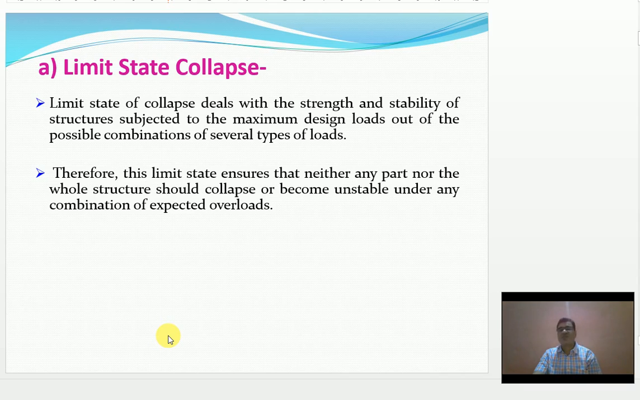This is a limit state of collapse. So therefore this limit state ensures that neither any part nor the whole structure should collapse or become unstable under any combination of expected overloads. Well, so this is limit state of collapse. As I told you, we talk here about the ultimate condition.